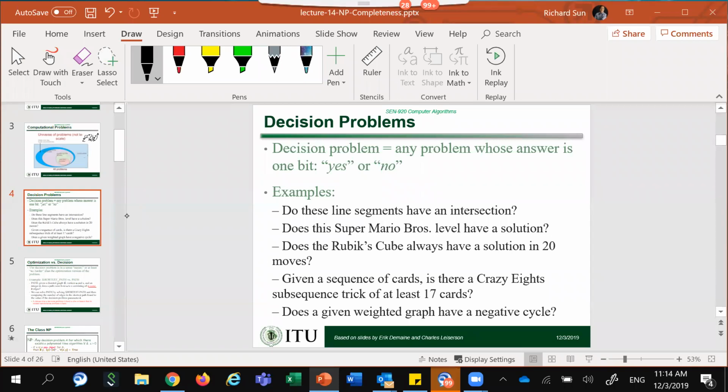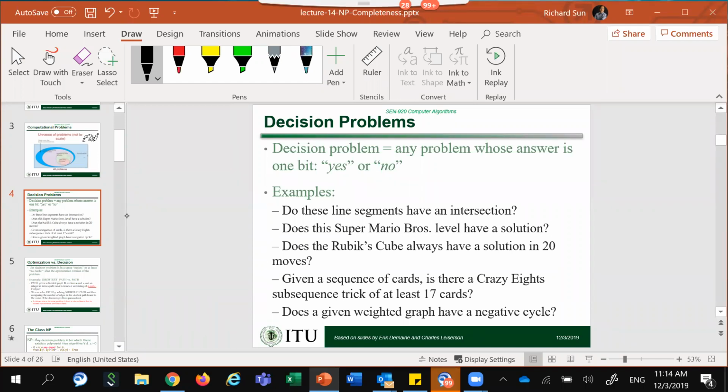Super Mario Brothers, right? This is the video game. There are many levels in this video game. Is there a solution or not? Is there a solution that you can go through this level by level and go all the way in this video game? Or this Rubik's cube that you're playing in your hands, where you make sure all six sides have the same color. So a decision problem is this: does the Rubik's cube always have a solution in 20 moves? Is it yes or no?